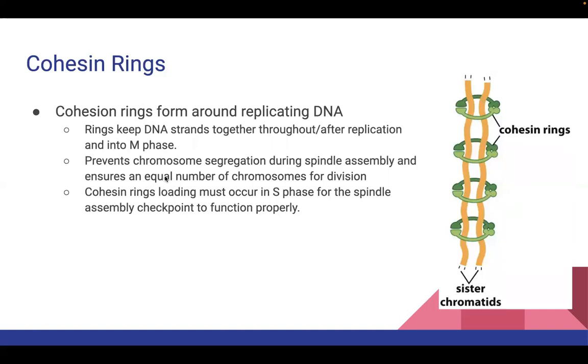So when she was mentioning it in class, they did some experiment trying to see if they loaded in cohesion in G2, if a spindle assembly checkpoint would still be able to function properly, and it was not able to. So this kind of shows that cohesion ring loading must occur in S phase.